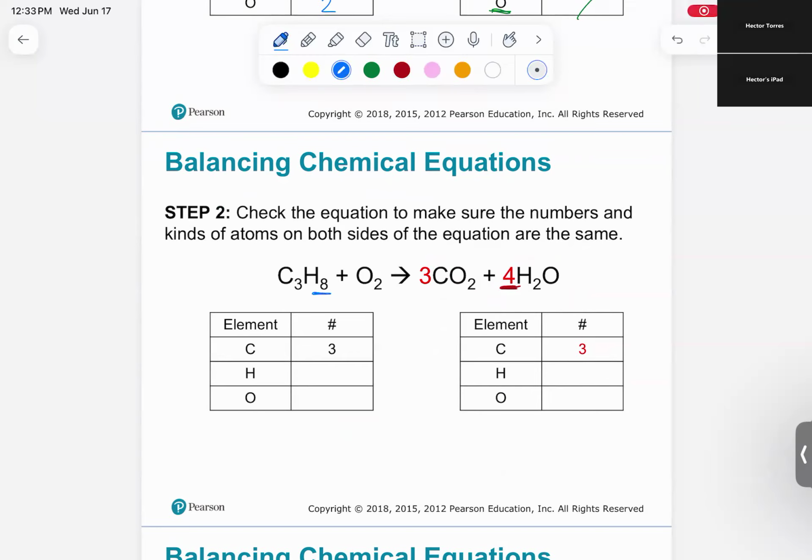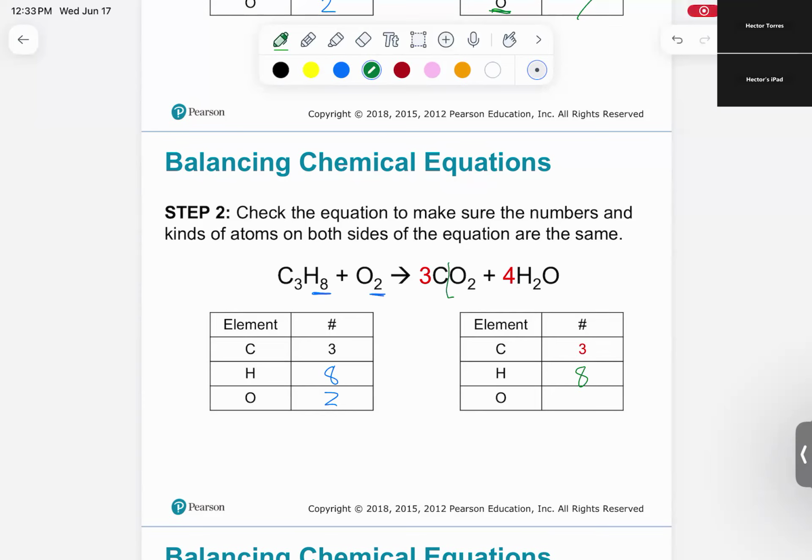The hydrogens over here are going to be 8. Oxygens are 2. Now on the product side, I have 4 times 2, so that's going to be 8 for hydrogens. As we can see, that worked. We have a balanced amount of hydrogens now. Now let's check our oxygens.